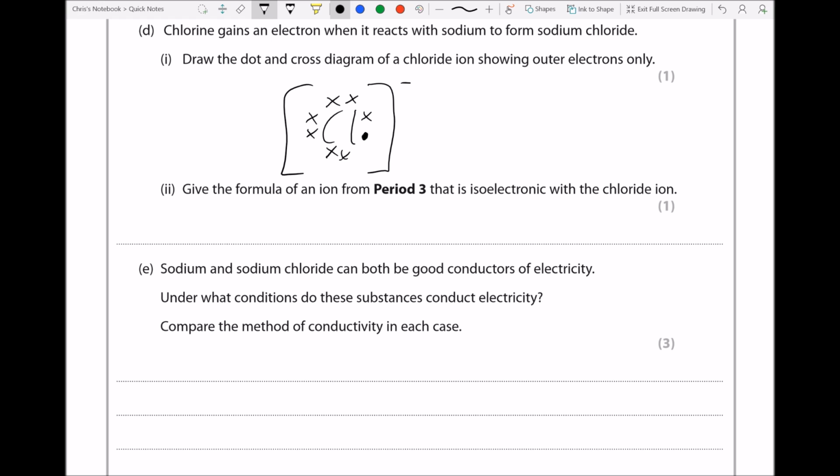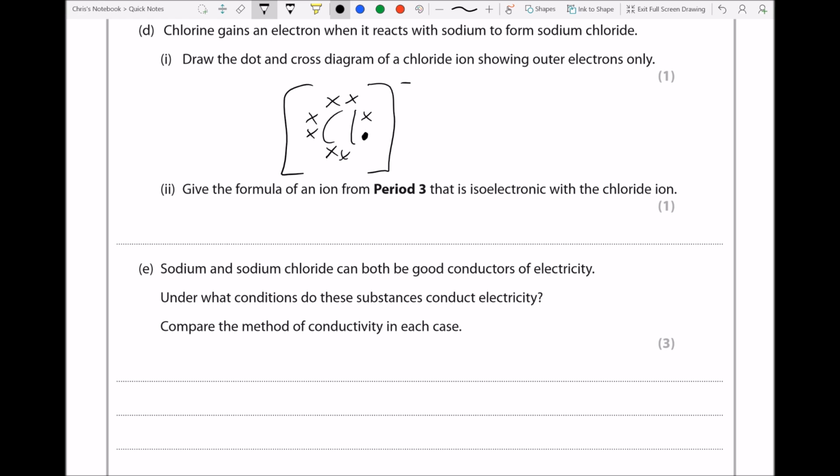Okay. Part 2. Give the formula of an ion from period 3 that is isoelectronic with the chloride ion. Right, okay. Isoelectronic basically just means it has the same number of electrons as the ion that is the same as chloride. So it's not too bad. You could pick 2 different ones here. You've got to make sure it's got the same number of electrons. So anything like either S2- or P3-, either of those ions will have the same number of electrons as chloride.